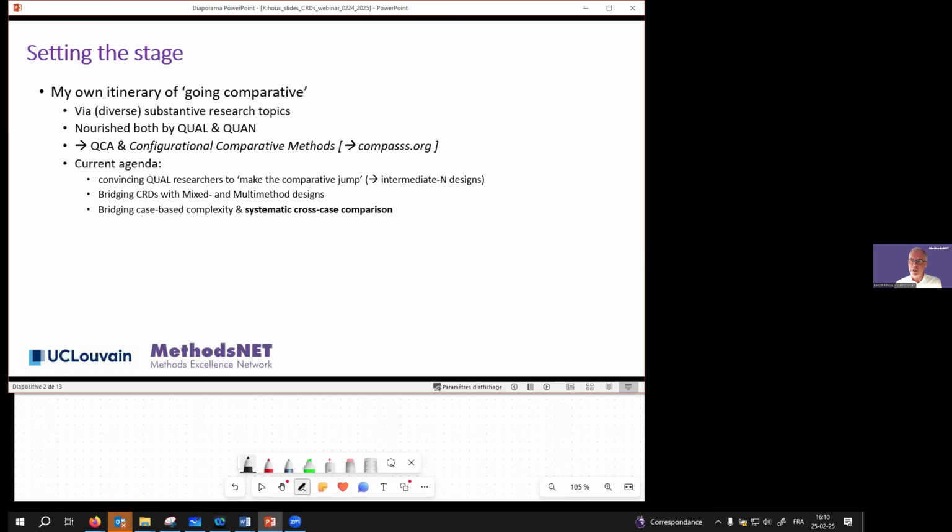But I want now to try, with quite a number of fellow scholars from across the globe, to bridge this with a difficult topic, but a very important one, which is within-case or case-based complexity. In a way, there's a tension between taking into account within-case complexity and systematic cross-case comparison, like a multiple case strategy.